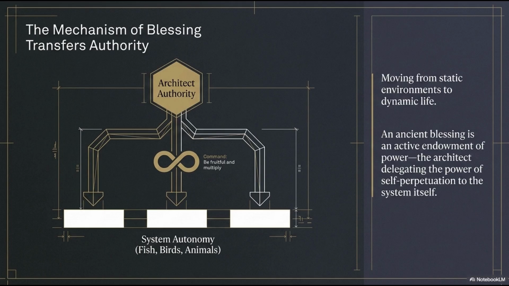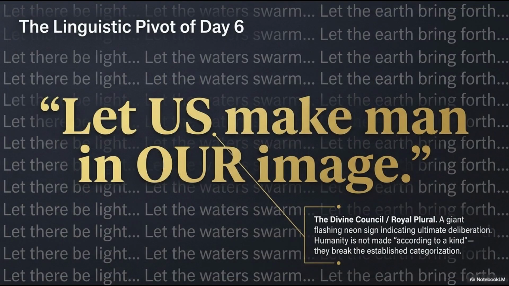Let's dissect that, because the shift in the text is jarring. For 5.5 days, the language has relied on somewhat distant third-person commands, right? Yeah. Let there be light. Let the waters swarm. Let the earth bring forth. But suddenly, for the creation of humanity, the text pivots to this intimate, plural, first-person declaration. Let us make man in our image, after our likeness.